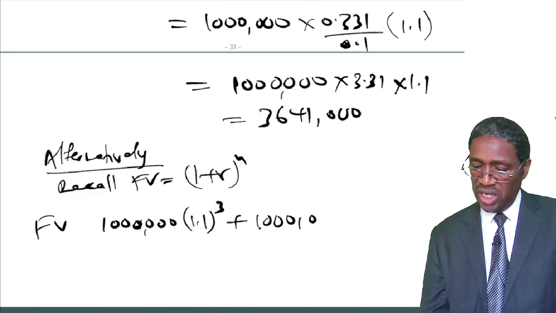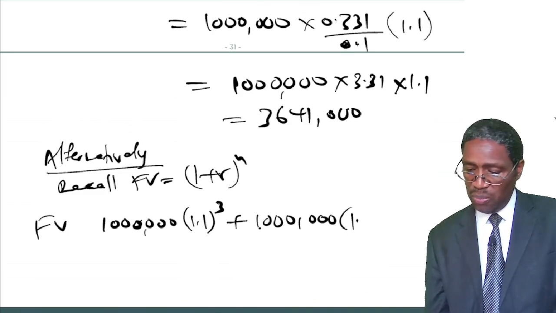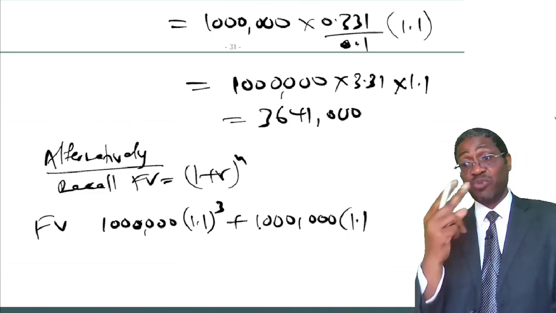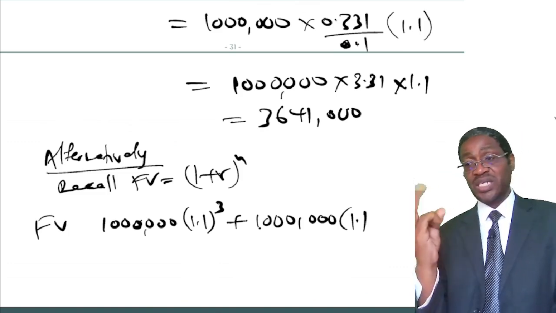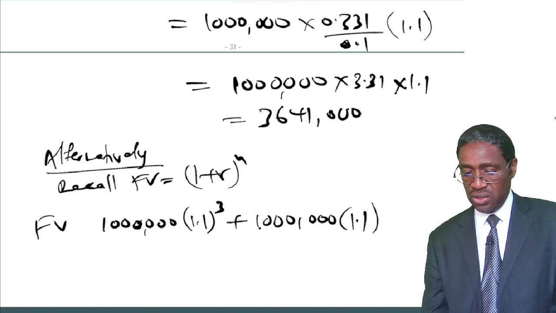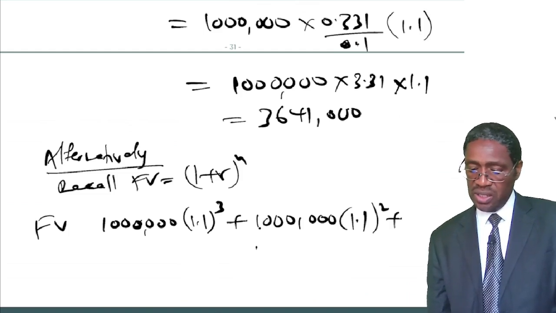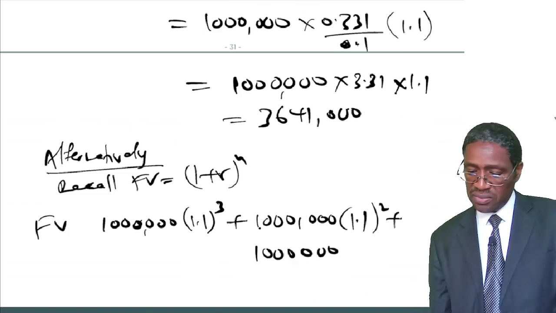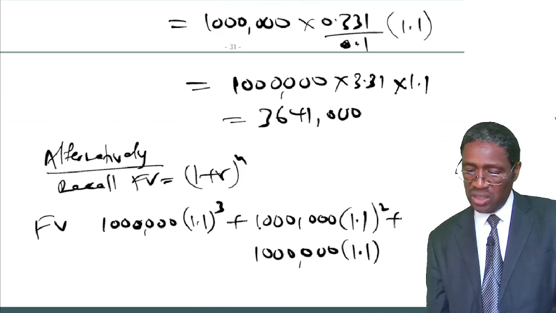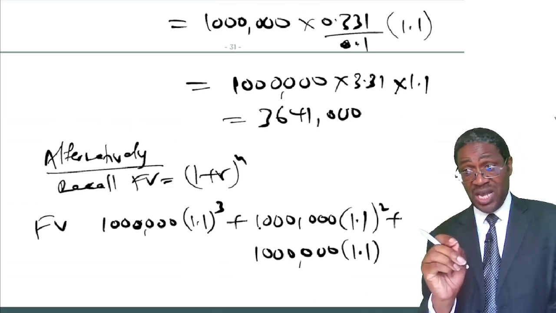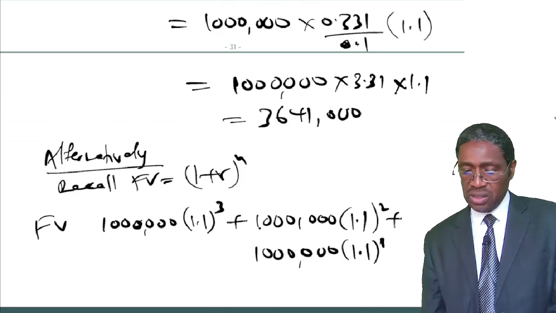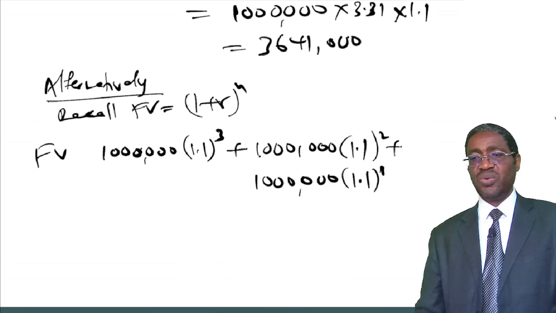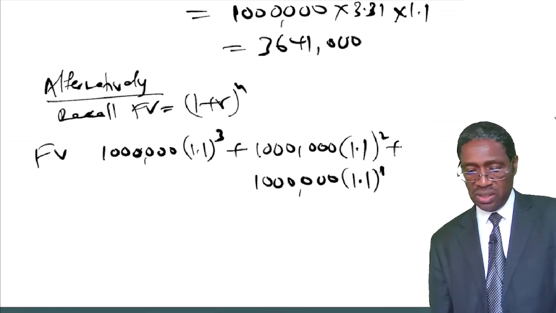times 1.1, to the power of 2, because you are investing at the beginning. You will earn interest in the second year and third year. Plus 1 million into 1.1. You are investing the last one at the beginning of the third year, so you will earn interest once, 1 year.